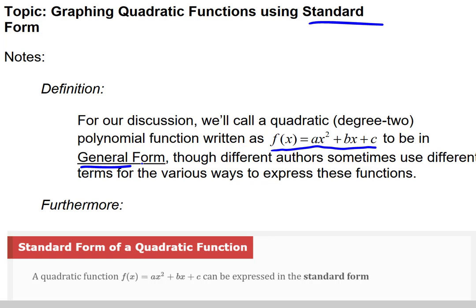Now, there is some discrepancy on the names of these different forms. Different authors use different words to describe them. For example, some authors call what we're calling general form standard form. So for now, just for our discussion, we're going to call this ax squared plus bx plus c general form, so we don't get it confused with what other authors call standard form, which is the following.